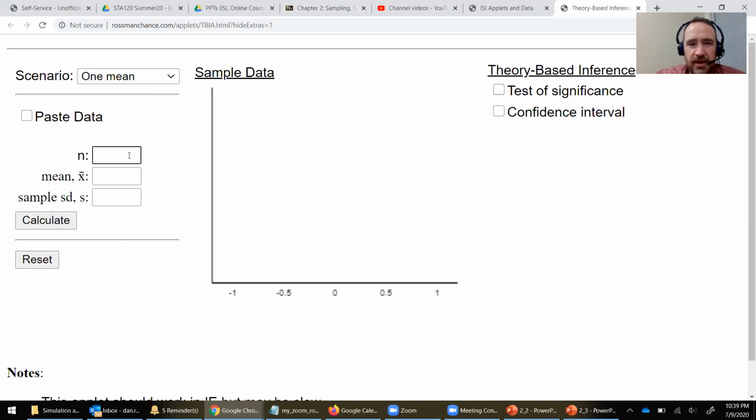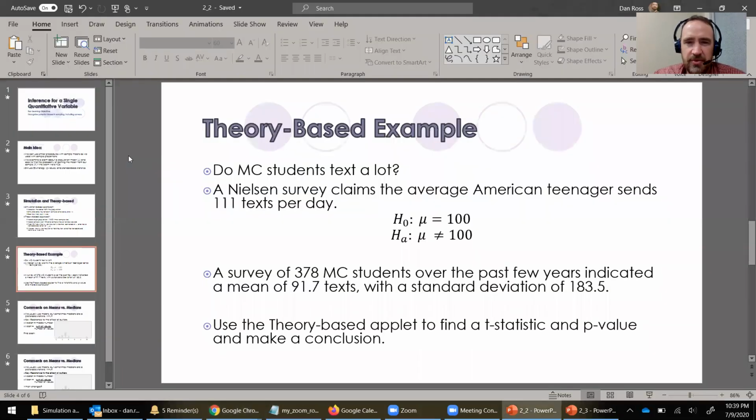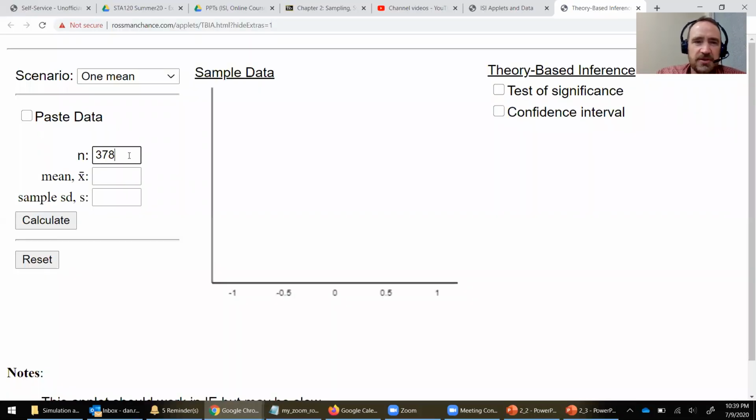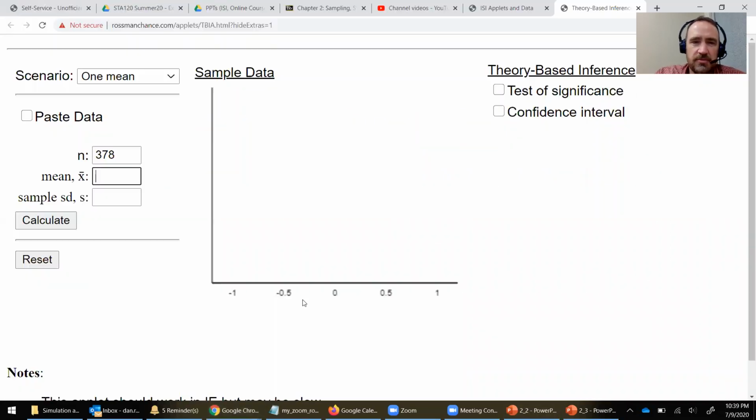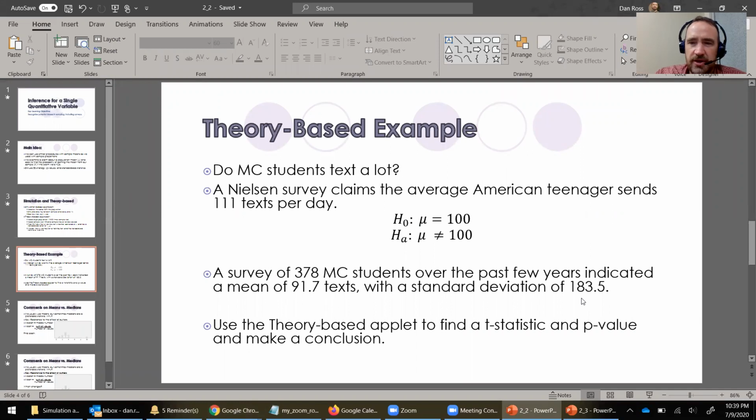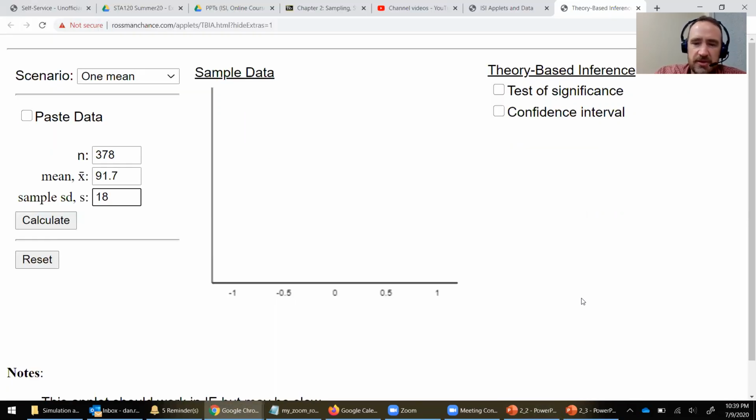We had a sample size of 378 students and a mean of 91.7 texts, and a standard deviation that was a little over 183.5. Okay, quite a bit over that. So I'll put that information in there. I'll hit calculate. It'll give me this graph, not the most useful graph. It shows me where the mean was a little below 100. It shows me how spread out my results were, pretty spread out.